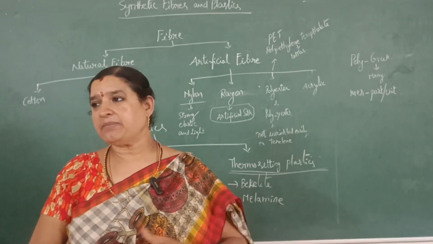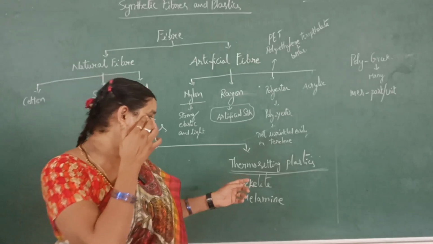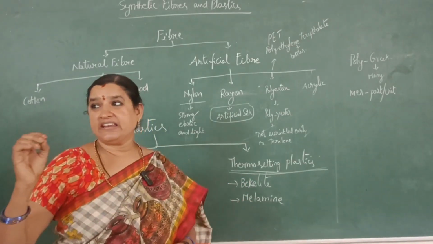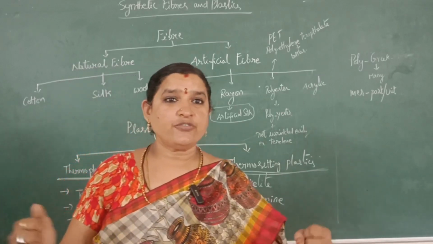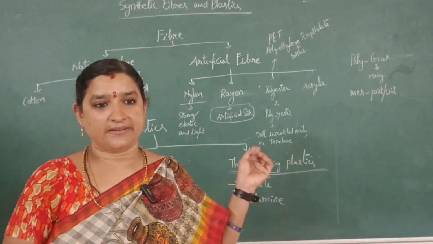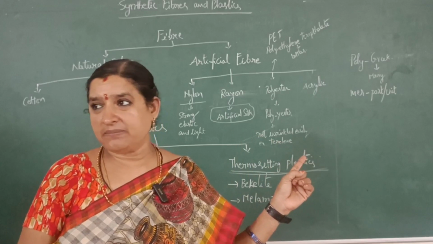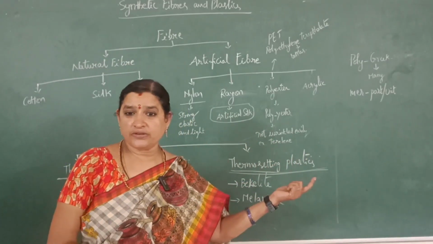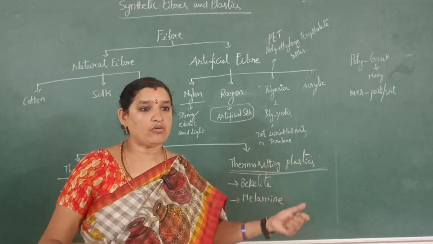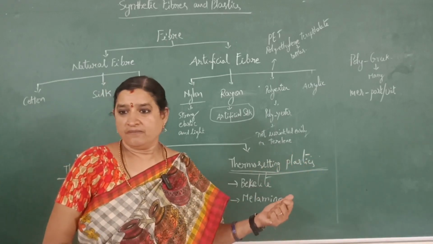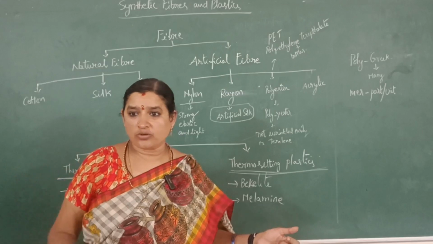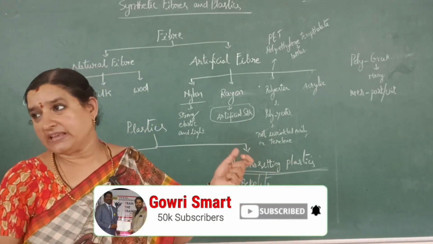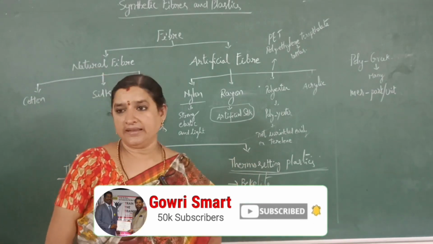Thermoplastics are used for mugs, toys, buckets, bottles; everything we prepare with thermoplastics. Thermosetting plastics again come in two kinds: bakelite and melamine. For electric switches and holders of utensils, we use bakelite. Some utensils have plastic holders. On heating they cannot melt and do not get hot. That kind of plastic is called bakelite.